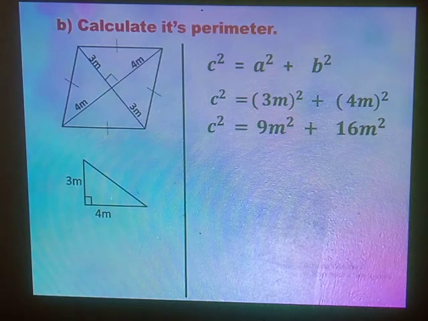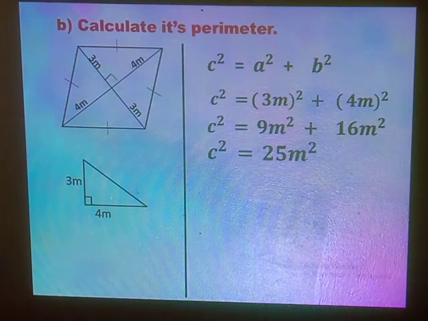C squared is equal to 9 square meters plus 16 square meters. We need to add now the 9 square meters plus 16 square meters. What do we get? I believe you've got what I've also got. So C squared is equal to 25 square meters. We are looking for the value of C. So what should we do when we reach there?